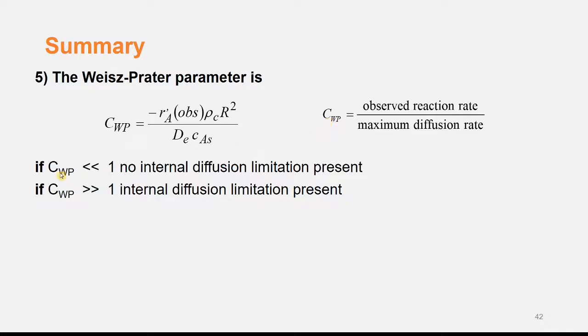When the Weisz-Prater criterion is much less than 1, then this indicates that there is little or no internal diffusion resistance. When it is much larger than 1, this means that the surface reaction is faster than the internal diffusion, and so the internal diffusion is the rate limiting step.